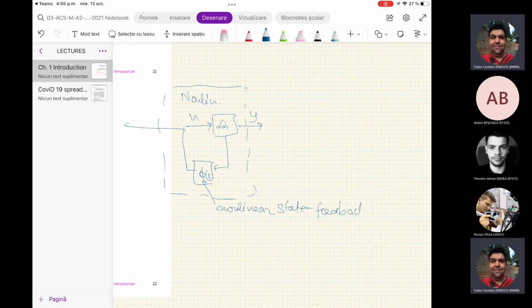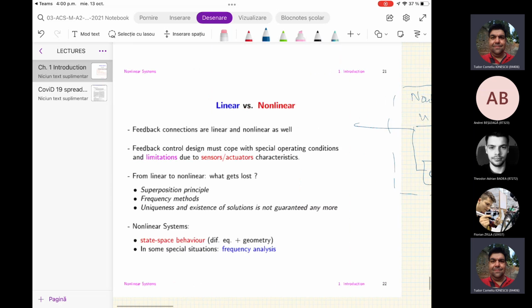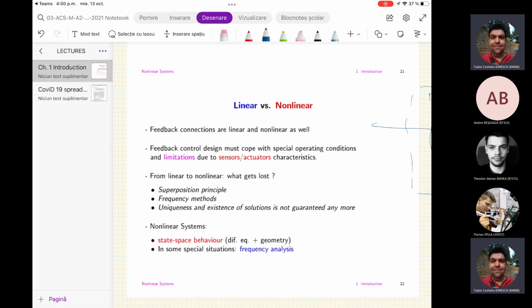This is a nonlinear state feedback. Feedback control design must cope with special operating conditions and limitations due to sensor and actuation characteristics. When you have actuators and sensors, they might reach saturation, and then you get nonlinearity. You get even essential nonlinearity.